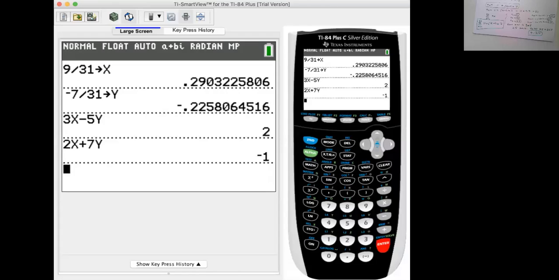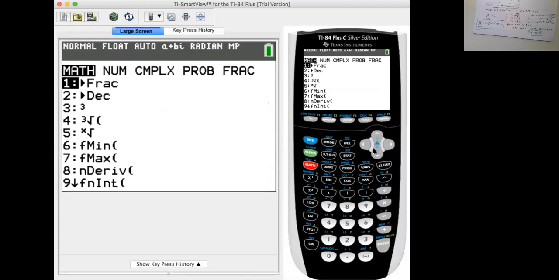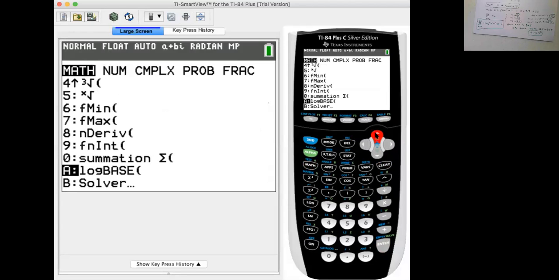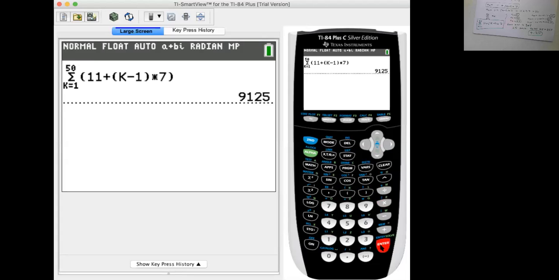We'll jump to the calculator and clear all of this. So I go to math. Num is, 0 is the summation command. K, so it's already in alpha mode, so K is here. K goes from 1 to 50. And then inside the parentheses, 11 plus, parentheses K minus 1 times 7, parentheses K, alpha K, minus 1, parentheses times 7. And we hope we get 9125. And sure enough, we get 9125.